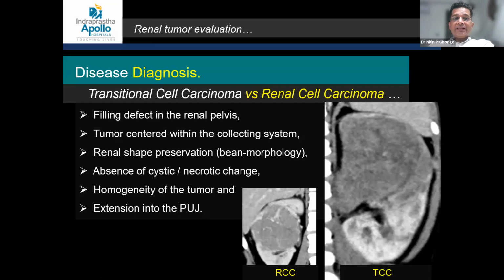Now, how to differentiate TCC from RCC? It is very important to look at the morphology of the lesion. As we can see here, the RCC shows a rounded or ball morphology, which suggests RCC. Here is a tumor which doesn't cause distortion of the kidney, while the reniform, bean shape of the kidney is preserved. So this is because of the TCC.